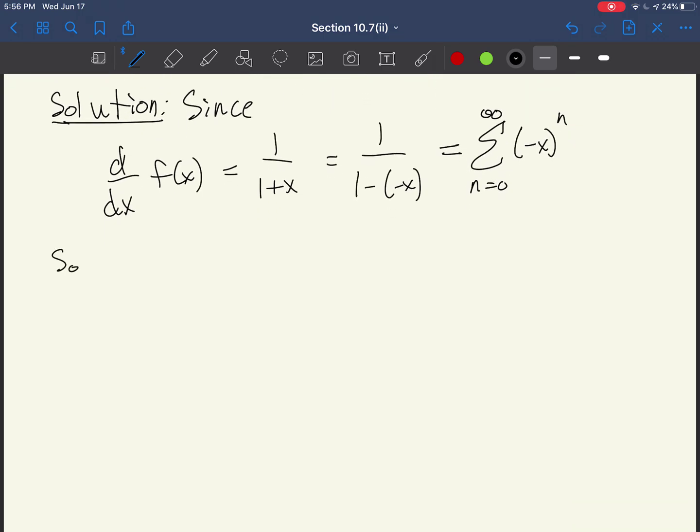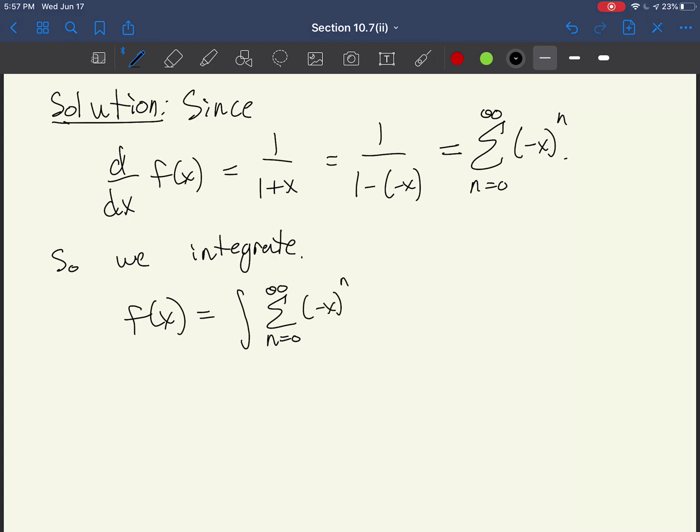We want the power series representation of f of x, not the derivative of f of x. So we integrate. Fundamental theorem of calculus says that if we integrate the derivative of f, we will just get f of x back. So this is the integral following all the way through. This is the integral of the sum from n equals 0 to infinity of negative x to the n dx. And if you want to be pedantic, this is the integral from 0 to x.